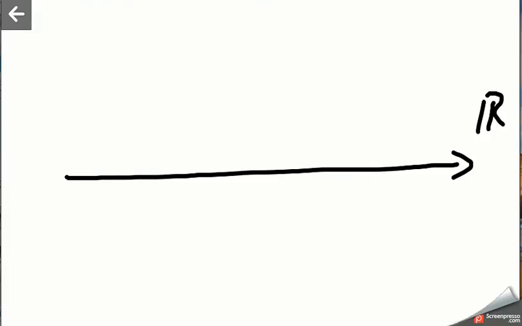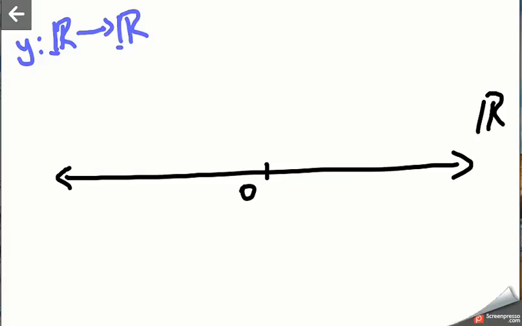So this is the real number line. Here's 0. Okay, so this is the real number line. Our function little y takes in a real number and it spits out a real number. It takes the real numbers and sends them to the real numbers. So our domain is the real numbers and the set of outputs is the real numbers. How do we represent this as a picture?